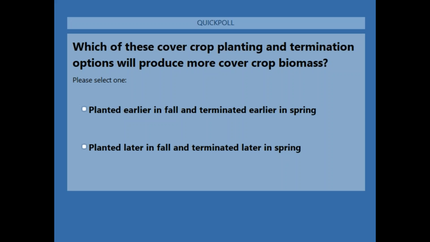So which one of these cover crop planting and termination options would produce more cover crop biomass? If you planted the cover crop earlier in the fall and then terminated earlier in the spring, or if you planted later in the fall and terminated later in the spring. So which do you think would usually produce more cover crop biomass?